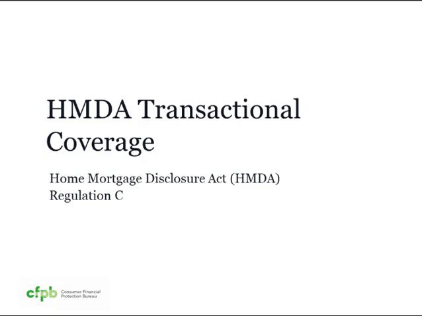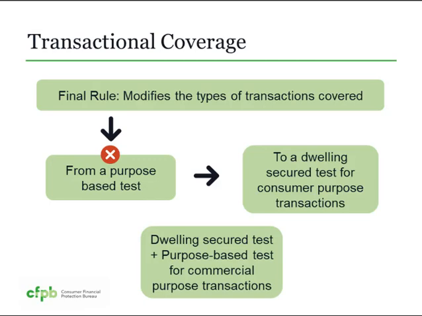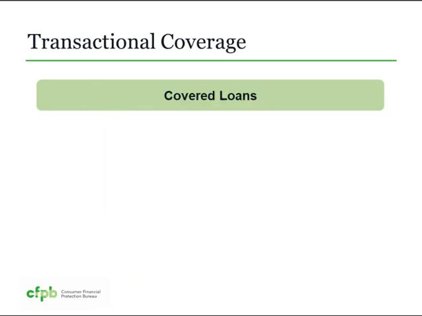Now let's move on to transactional coverage. The types of transactions that are covered under Regulation C were modified, changing from a purpose-based test to a dwelling-secured test for consumer purpose transactions. Commercial purpose transactions will need to meet both the dwelling-secured test and the purpose-based test to be covered. Transactions covered by Regulation C are called covered loans.